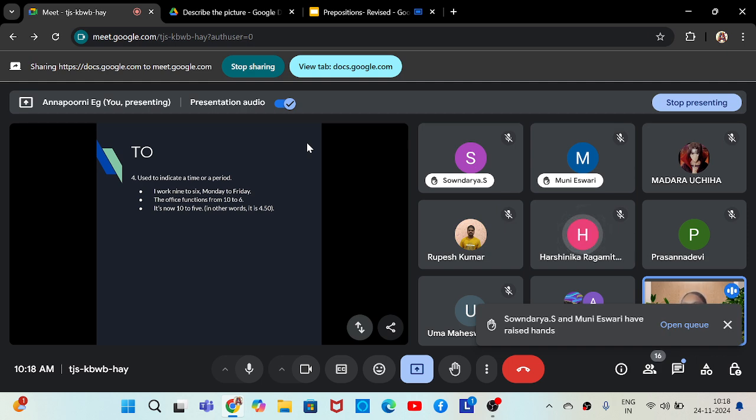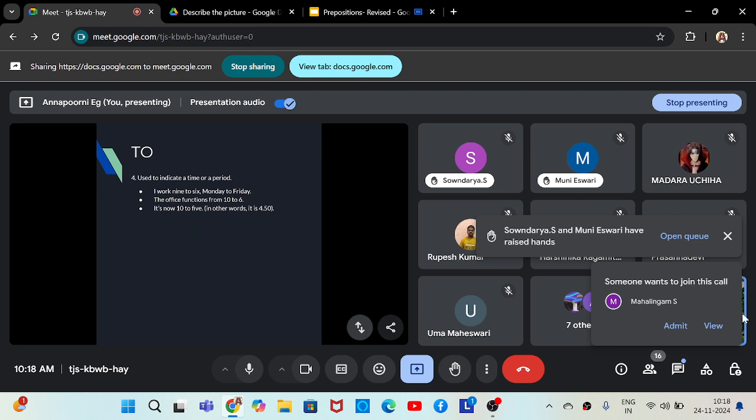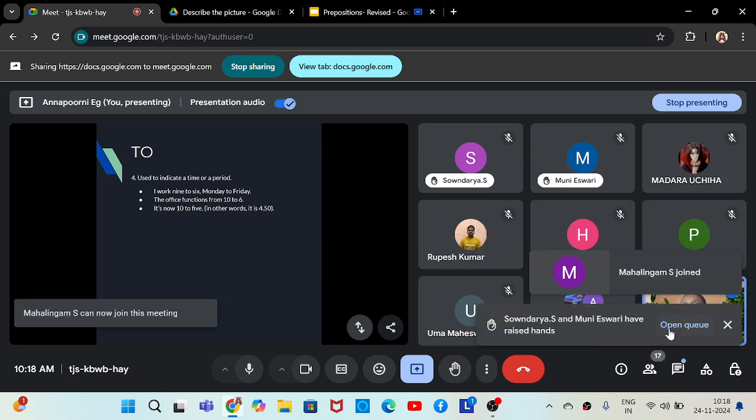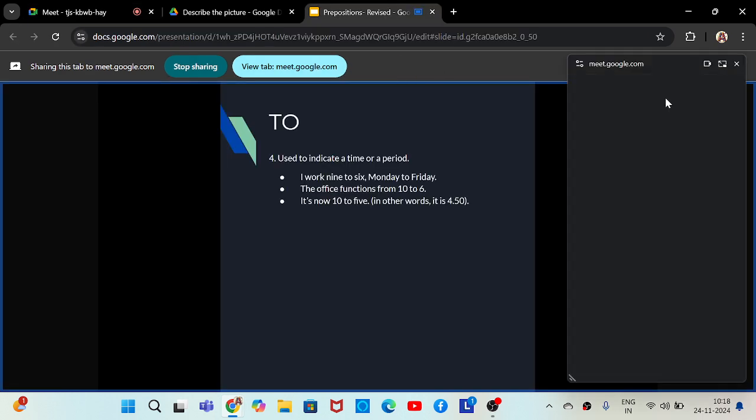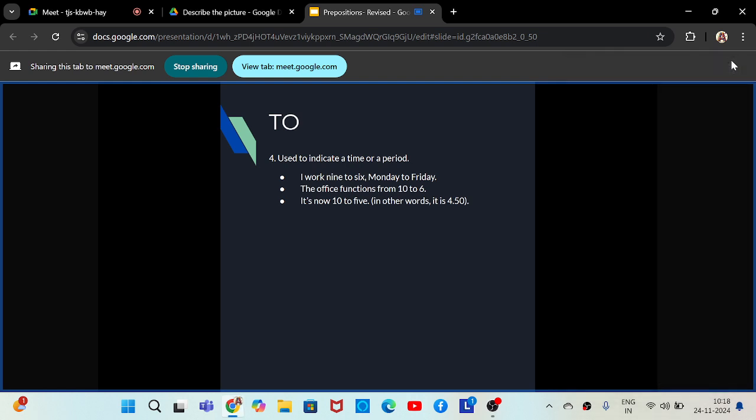Okay, next, the office functions from 10 to 6. The office functions from 10 to 6 means from 10 a.m. to 6 p.m. And there is one more example. It's now 10 to 5. This sentence has two meanings. One is 10 a.m. to 5 p.m. or 10 p.m. to 5 a.m. That is one meaning. But here it's now 10 to 5 means the time is 4:50.